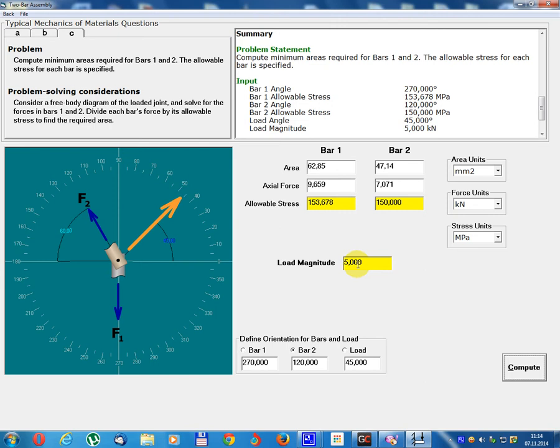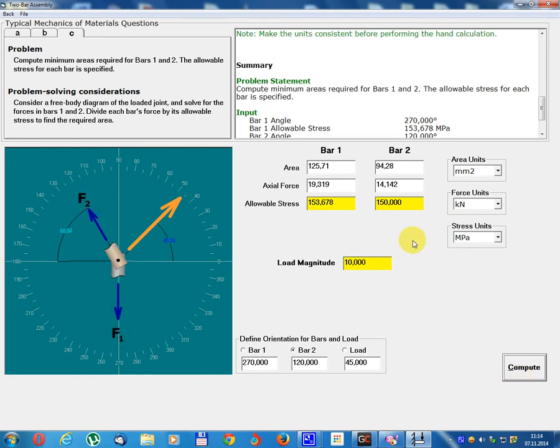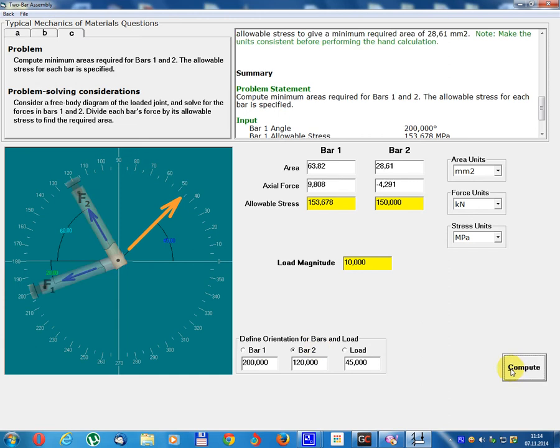Load magnitude 5 kN. For 10 kN, change the value for bar 1 and for bar 2. Modify the angle: bar 1 200 degree. Change the value calculated.